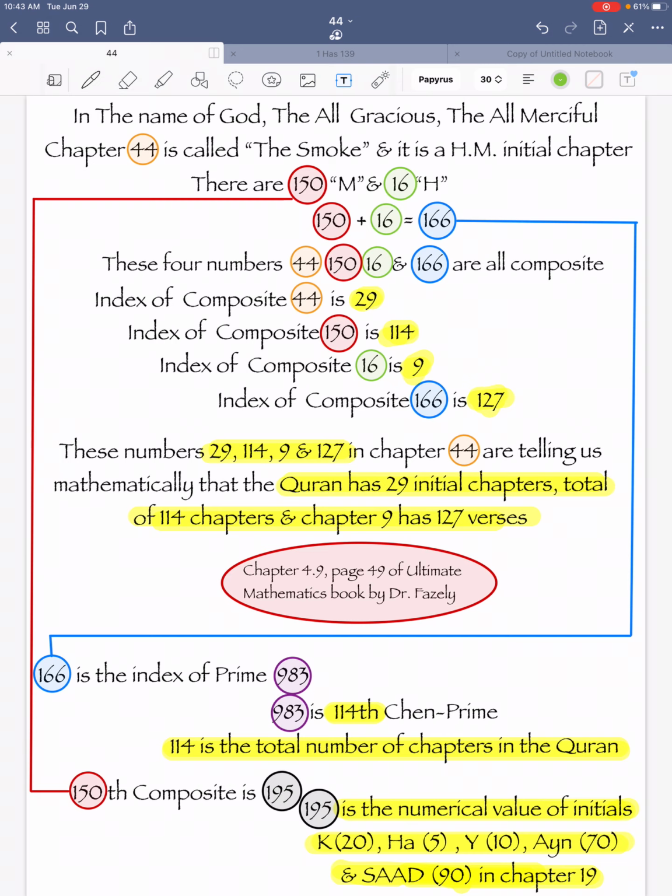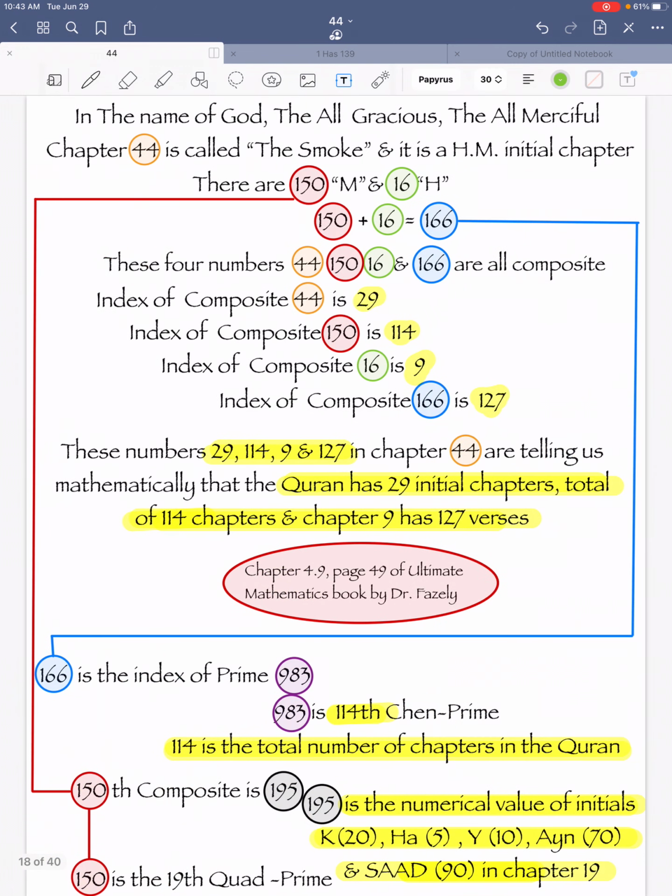One more thing about 150. 150 is the 19th quad prime. And that by itself is going to be opening many doors to this type of a proof, mathematical proof. Very easy math to follow. So far, God told us mathematically all this information by chapter 44 and the total number of initials in this chapter. Let's take a look at this chapter from a different angle.